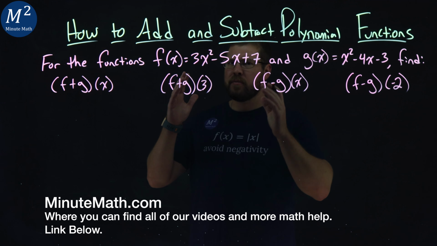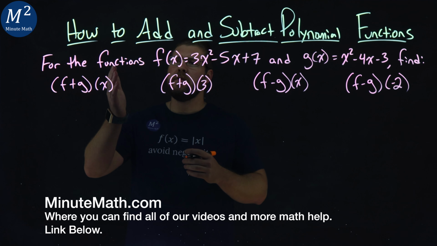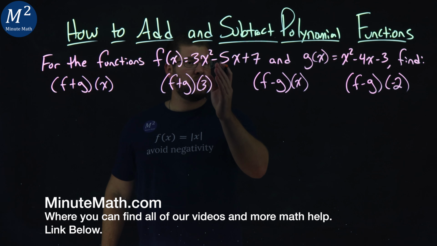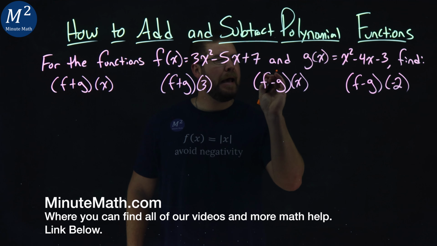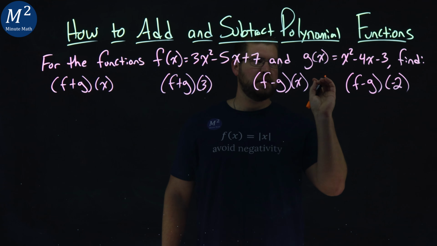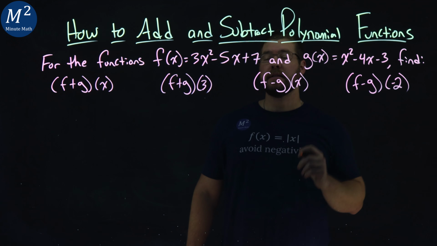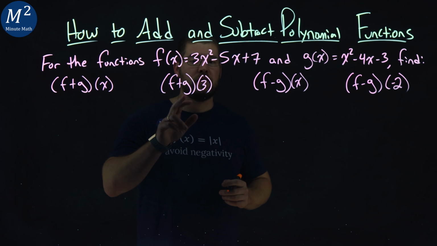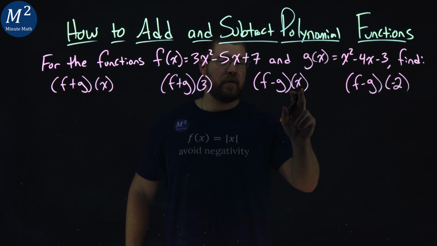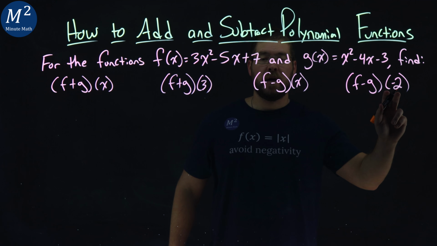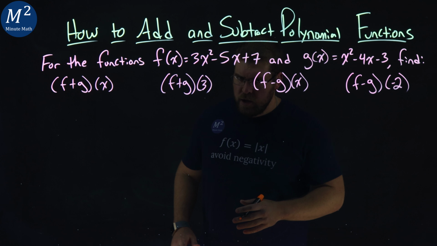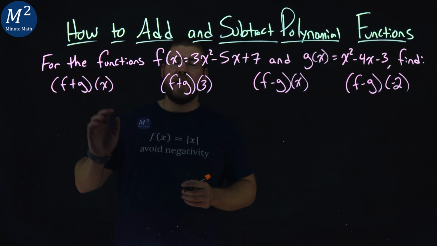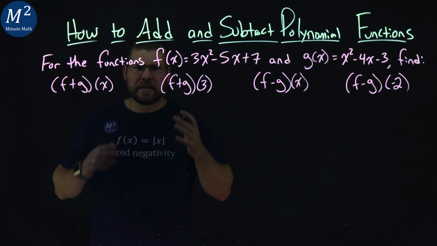We're given this problem here, it's quite large. For the functions f of x equals 3x squared minus 5x plus 7, and g of x is equal to x squared minus 4x minus 3. We want to find f plus g of x, f plus g of 3, f minus g of x, f minus g of negative 2. Let's take our time with this one. Let's start with f plus g of x. What is that telling us?